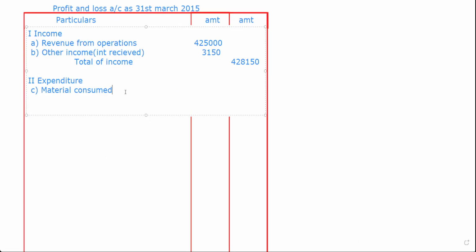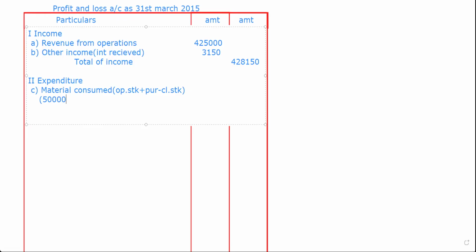Here I have only related to the raw material. I'm taking a formula, that is opening stock plus purchases minus closing stock. So this is the formula I'm applying here, and that related information I'm going to take here.